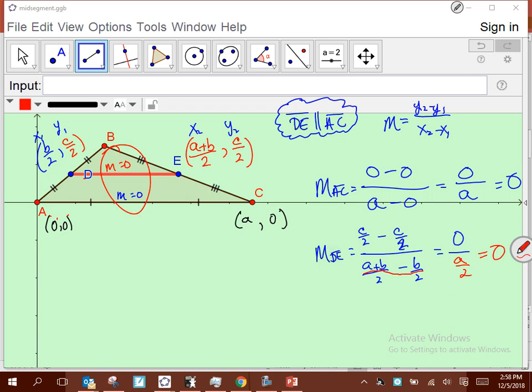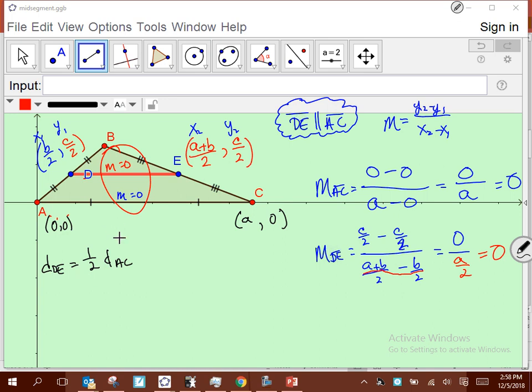Okay? Now, I want to go and do the distance part. So we're trying to figure out that the distance of DE is 1/2 the distance of AC. That's what we're going to try to prove here. Distance of DE is 1/2 the distance of AC. Now, this should be somewhat easy to do.